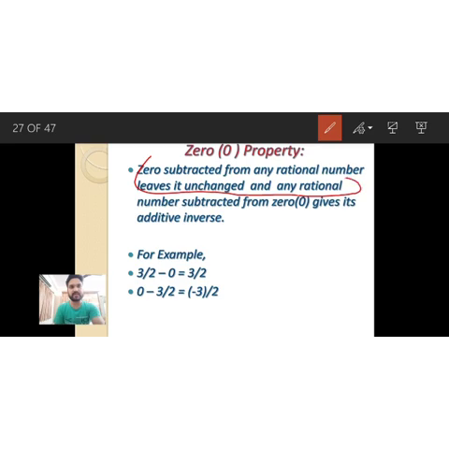The first point, from here to here. Okay, this is the first point. 0 subtracted from any rational number leaves it unchanged. This is the example first, 3 by 2 minus 0, the answer is 3 by 2. Okay, this is the first property.